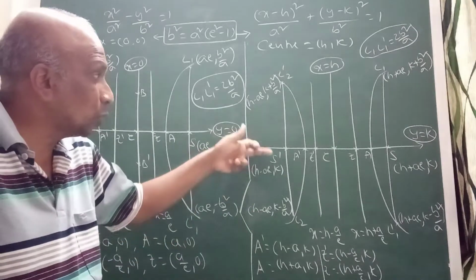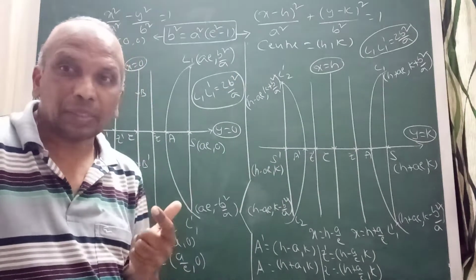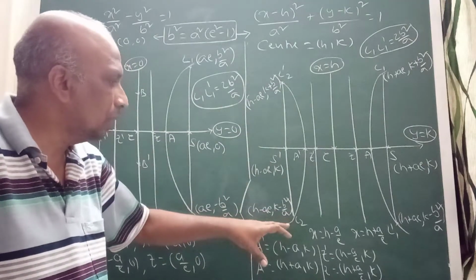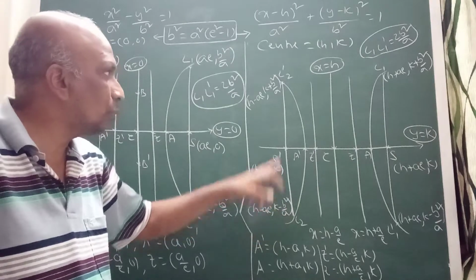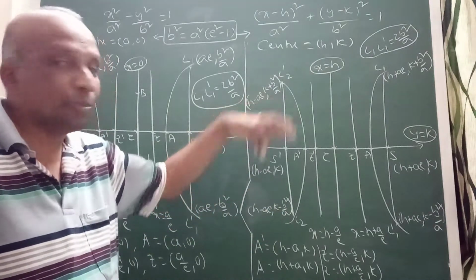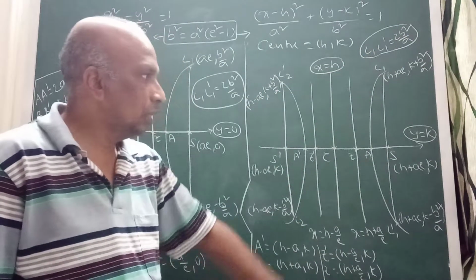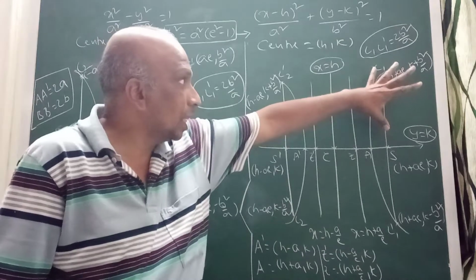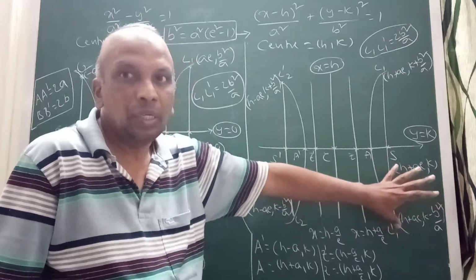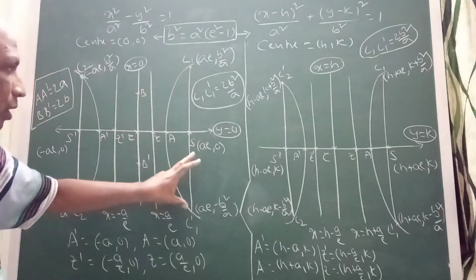The line which passes through the focus and is perpendicular to the transverse axis is known as the latus rectum. This is the latus rectum. The end points you can see are h minus ae comma k minus b square by a, and h minus ae comma k plus b square by a. Why? Because the length of the latus rectum is 2b square by a. So this is a double ordinate. So SL1 equals SL1 dash, that is b square by a, b square by a.